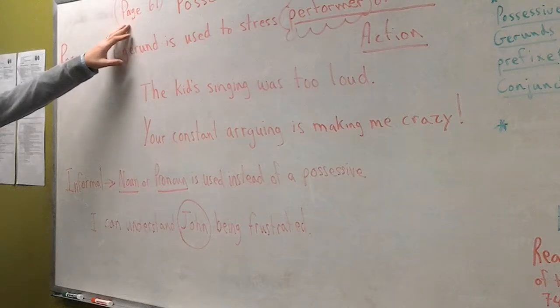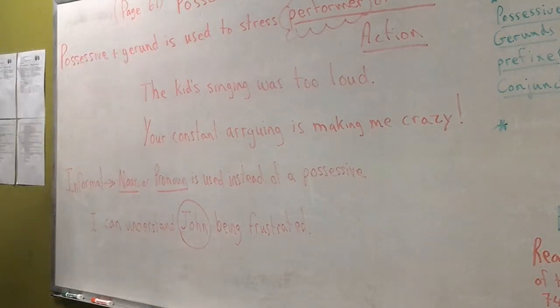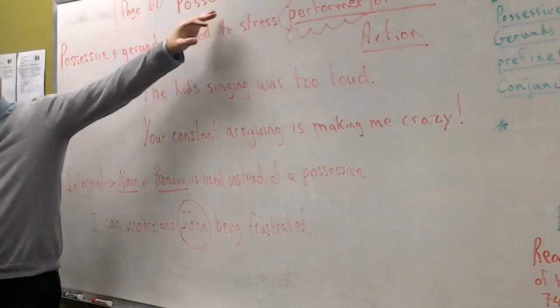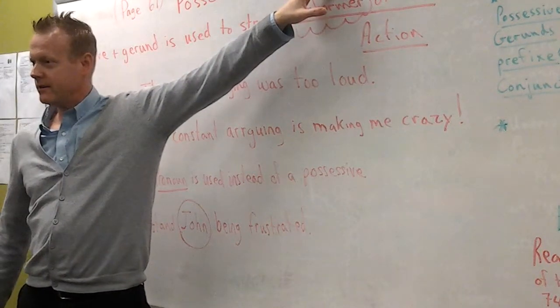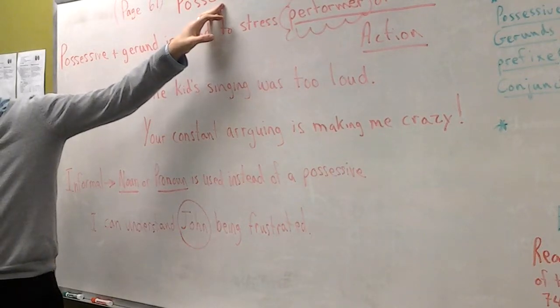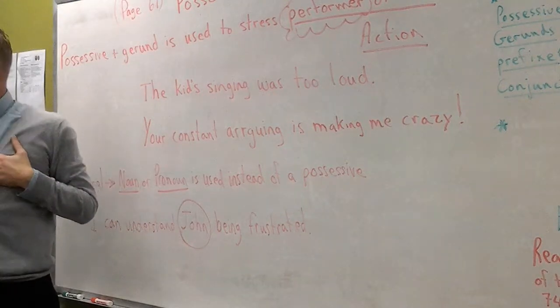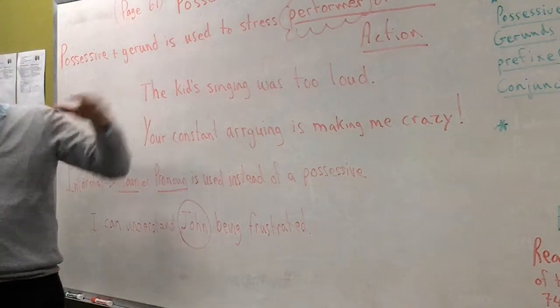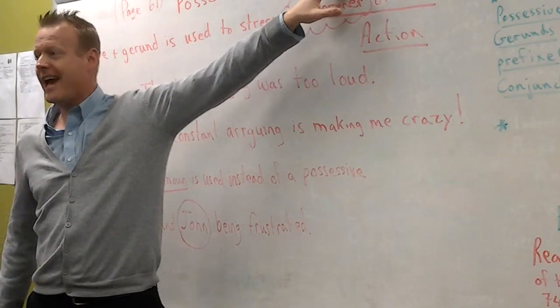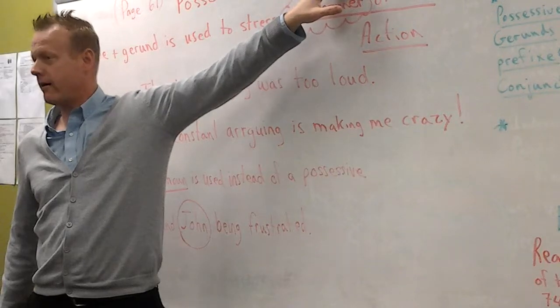First of all, I want to look at possessives with gerunds, and we're on page 61. Everybody knows what a possessive is, right? And everybody knows what a gerund is. What is a possessive, by the way? A possessive shows it's mine. Ownership, right? It belongs to me. A gerund is a verb plus ing acting like a noun.